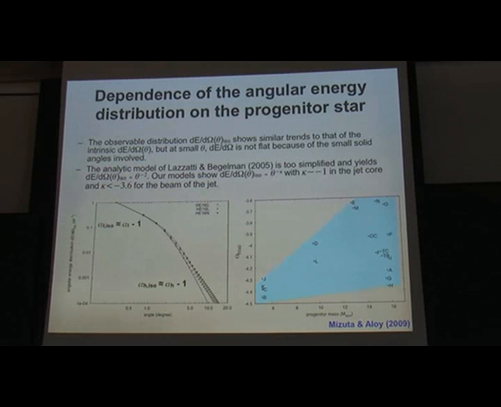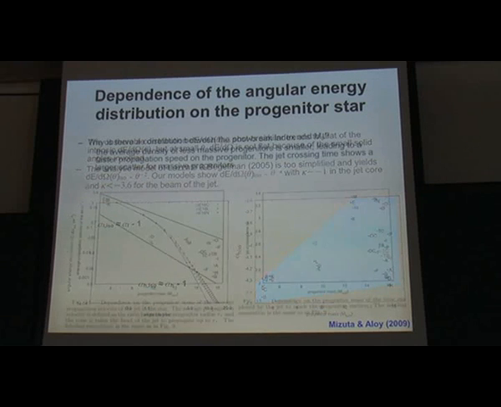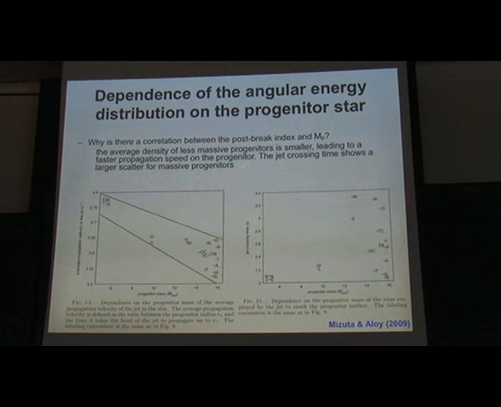This is only probably true in the cocoon, but not in the jet core or in the jet shear layer. Now, why is there a correlation in this index and MP? We have pinpointed this to the fact that smaller mass progenitors have a smaller average density. And then the jets can propagate faster there.